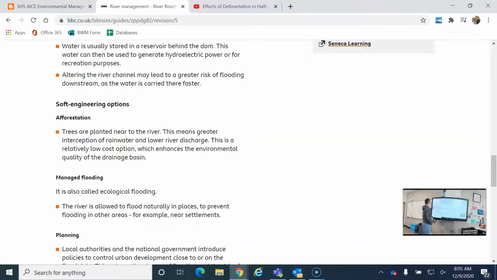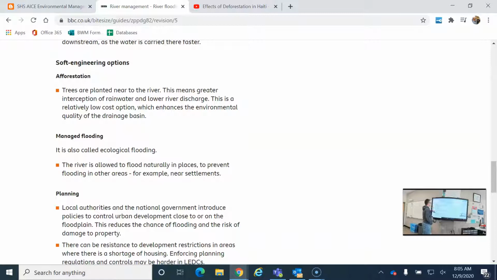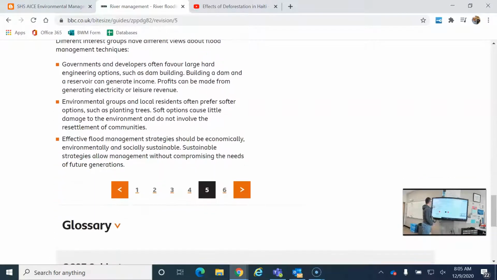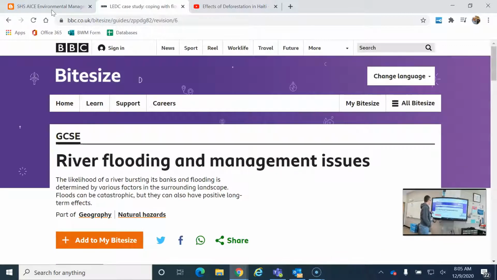Soft engineering is going to be afforestation, replanting trees, manage flooding. You allow it to flood natural places, and planning itself. So those are really good. That's really important in terms of management. So please pay attention to that.